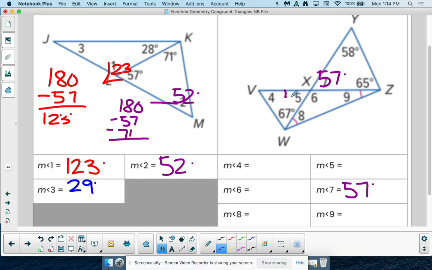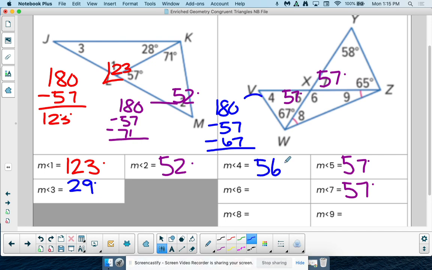Why? Vertical. Don't forget about vertical angles. They're not going anywhere. Now what do you want to find? 4? Subtract from 180. Tell me what you get. 56? For angle 4? You probably have to find angle 6 next. Yeah, how'd you get 123? I like it. 180 minus. Linear pair. Yeah, 123.